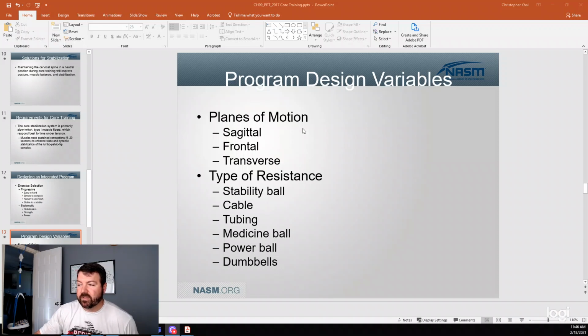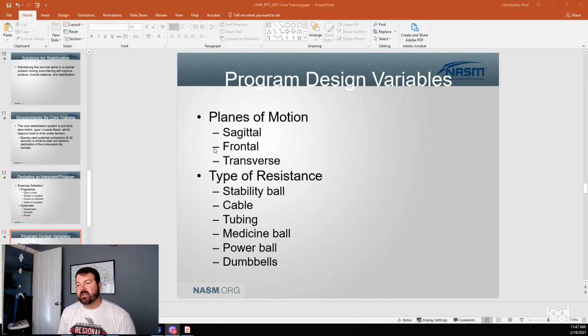Planes of motion, okay, you want to work all of these different planes, sagittal, frontal, and transverse, if possible. Everyone tends to work really just sagittal. For example, your sit-ups and your front planks are your main ones that work your sagittal plane. Frontal plane is going to be your side planks, for example, or side crunches or whatever it is. And transverse is going to be your rotation. So you already use either bands or cables or whatever it is to usually achieve this.